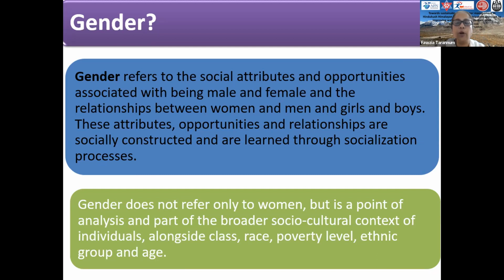But remember, gender does not refer only to women, but it's a point of analysis and part of the broader socio-cultural context of an individual, alongside caste, class, poverty level, ethnic group, age, everything. So sometimes women, like I am at this age, I feel myself very strong. I'm educated, I work, I'm financially independent. I can take my own decisions. I can drive, I can go out, I can work, I do my work myself. I can afford a good healthcare system for myself.